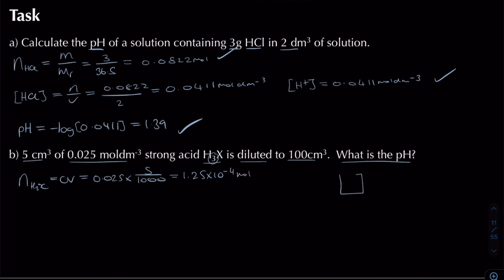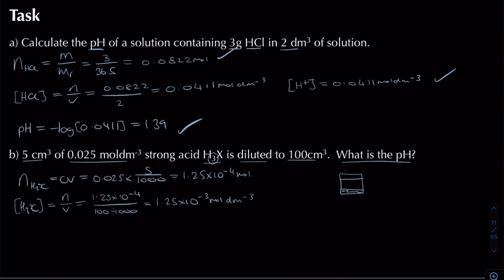Now, thinking about my dilution over here, I've got 5 centimeters cubed within this beaker, and if I've diluted it to 100 centimeters cubed, the original number of moles in there is not going to change. We've just added water to it. So to find the concentration of H3X, I'm going to take the number of moles, which is still the same, and divide by the volume, which is now different. So I'm going to have 1.25 times 10 to the power of minus 4, divided by the volume, which is now 100 over 1,000. And so now I end up with a value of 1.25 times 10 to the power of minus 3, and that's going to be mole per decimeter cubed as well.